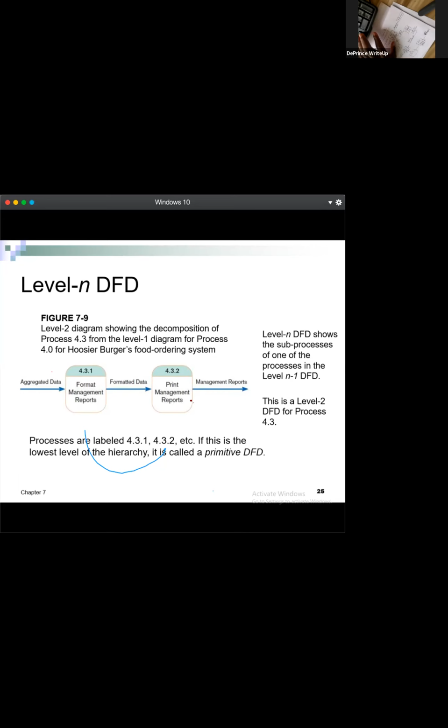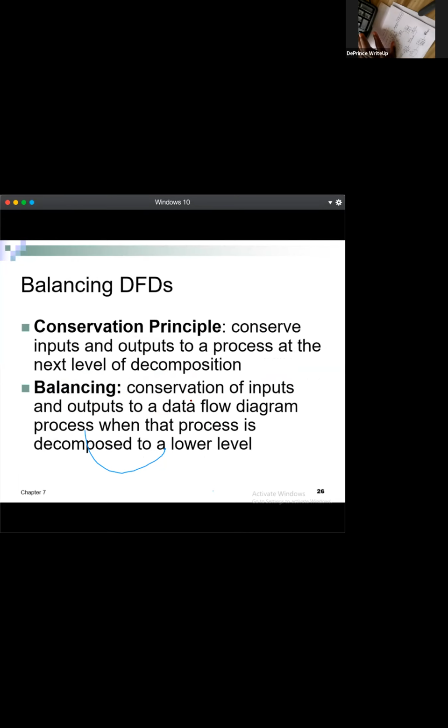Okay, so I would not go through this entire slide because I want to give you guys one exercise to do in the next 5 minutes. Okay, so conservative principle means that you conserve the input and output to a process at the next level. This is what I just explained.